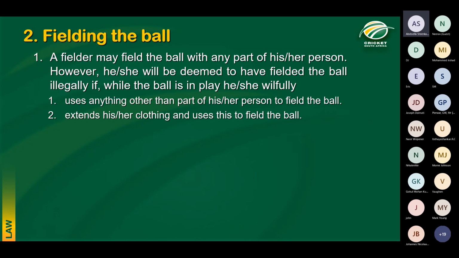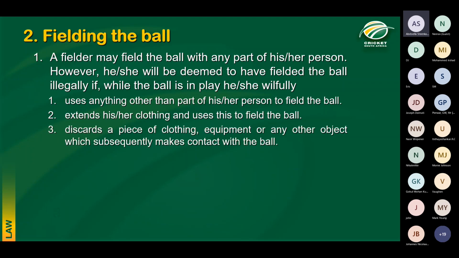It will also be seen as illegal fielding if a fielder extends his or her clothing, and the fielder then uses this extension of the clothing to field the ball. And thirdly, if a fielder willfully discards a piece of clothing or equipment, and while the ball is still in play, it then makes contact with the discarded piece of clothing or equipment, that is also deemed as illegal fielding.